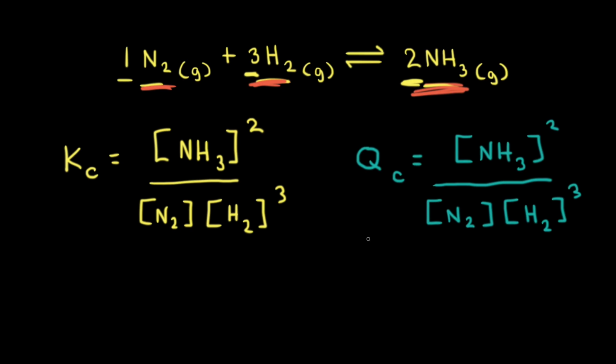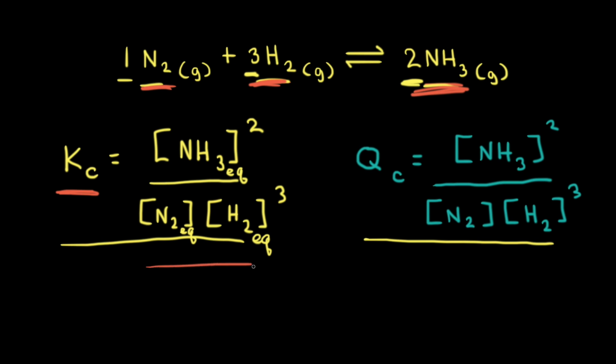Notice how the Qc expression has the same form as the Kc expression. The difference is, for the Kc expression, all of our concentrations are equilibrium concentrations. So I could put an EQ here for the concentrations of ammonia, nitrogen, and hydrogen. So for the Kc expression, it's only equilibrium concentrations, but for the Qc expression, it's the concentrations at any moment in time. So that moment in time might be at equilibrium, or it might not be at equilibrium.